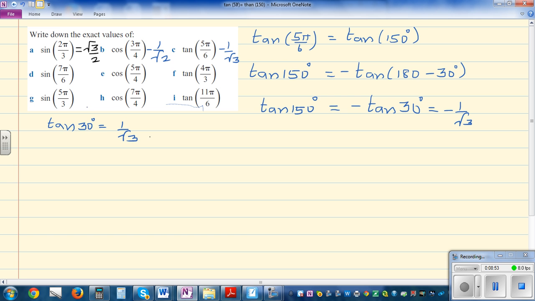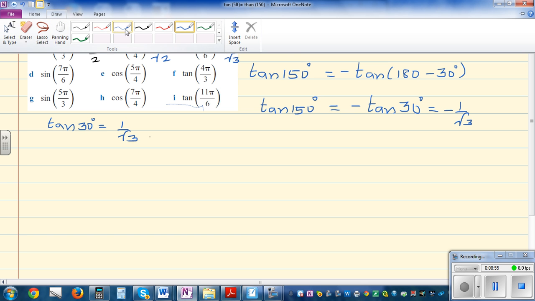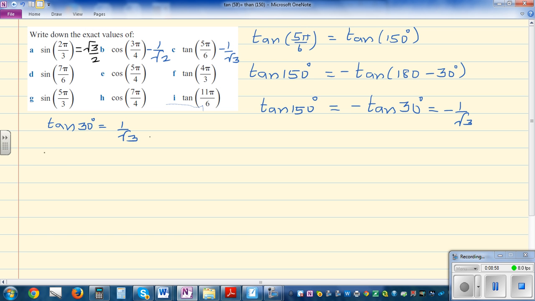Okay, let's do one more. You want to find sine of 7 pi by 6. Again, pi by 6 is 30, so 7 times 30 is 210 degrees. 210 degrees is in the third quadrant, and sine is negative in the third quadrant.